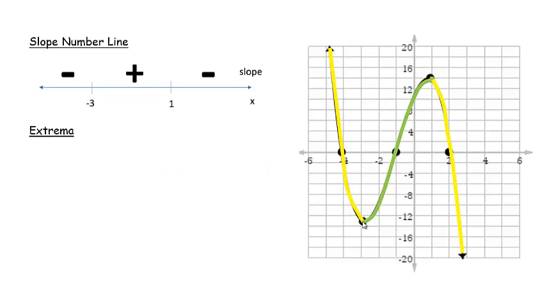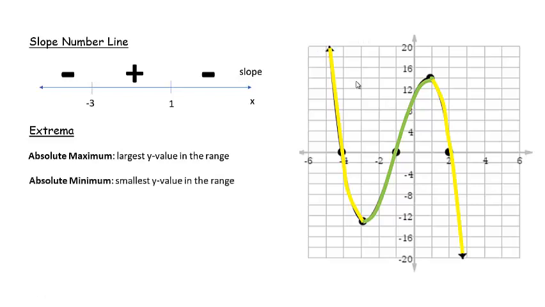Something else that we like to look at would be the extremities of the graph. So we can look at the absolute maximum or the highest or largest y value that's in the range. In this graph, because we have this arrow pointing up all the way, we wouldn't have one for this. The absolute minimum would be the lowest point or the smallest y value in the range. We wouldn't have one of those either since the arrow is pointing down. But we also have something that's a little weirder.